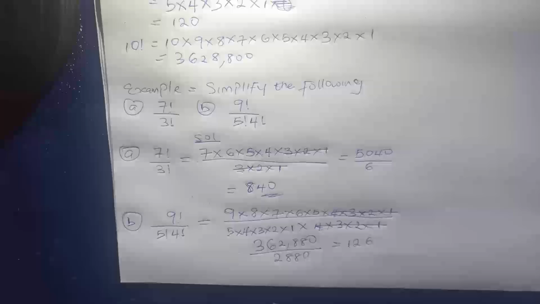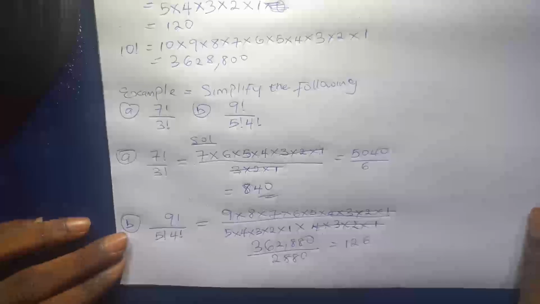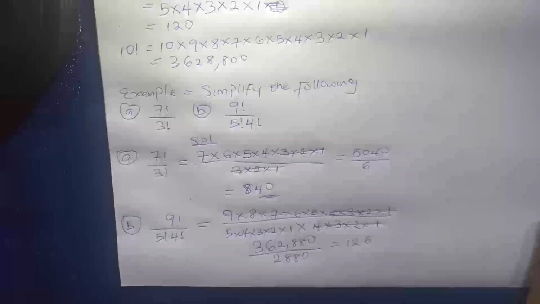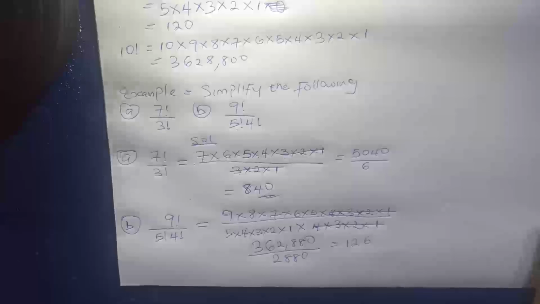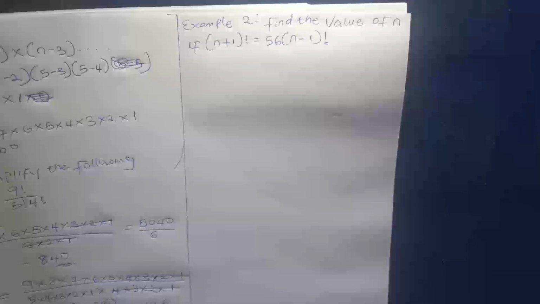Now let's go to more worked examples, more technical. Let's go. So let's take this example 2. Find the value of n if (n plus 1) factorial equals 56 multiplied by (n minus 1) factorial.